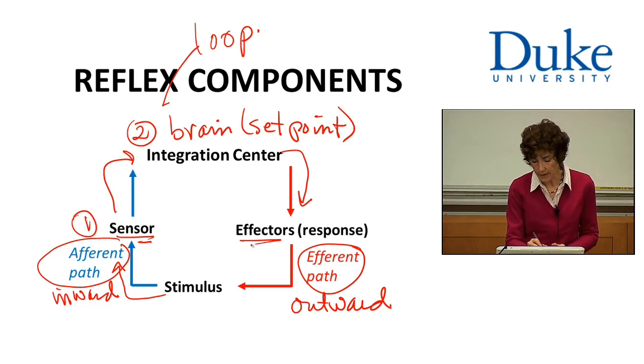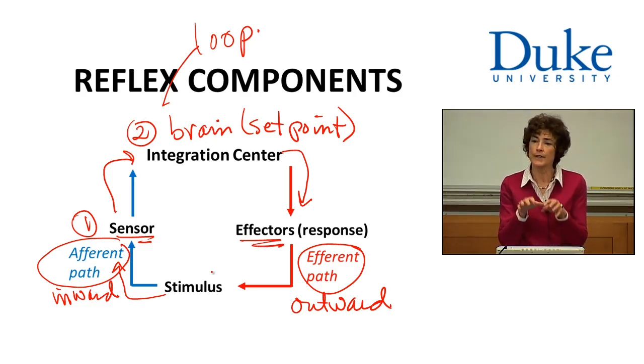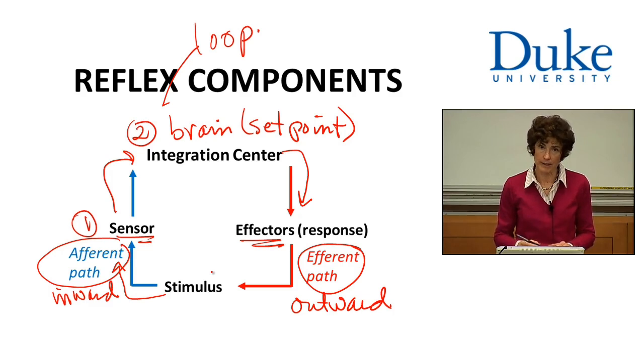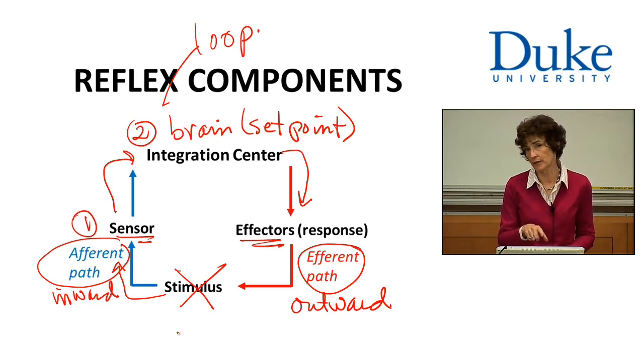And it's to the effectors. And the effectors are what's going to cause the response. And this response then will take care of the stimulus. And in most cases, the response eliminates the stimulus. And under those conditions, this will be called a negative reflex loop. And we'll talk about those in just a few minutes.